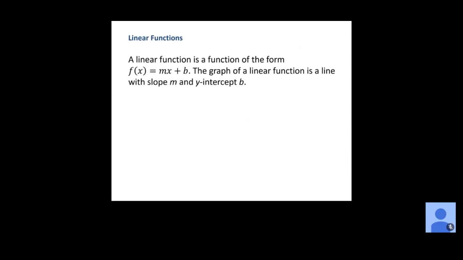So, linear functions. We've already talked about the fact that a linear equation is y equals mx plus b. Now we're just saying that that is actually a function also, because it will pass the vertical line test. So f of x equals mx plus b, where m is your slope, b is your y-intercept. That is the graph of a linear function, which is a line. Again, that's the same form that we looked at back in chapter 1.